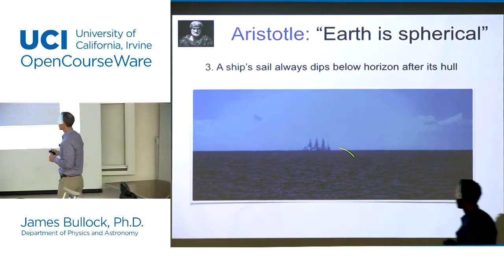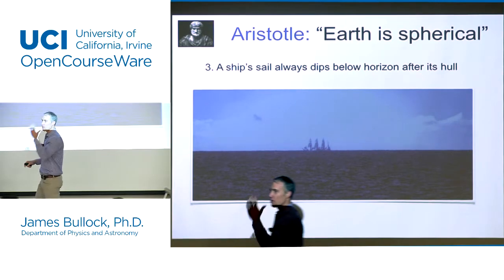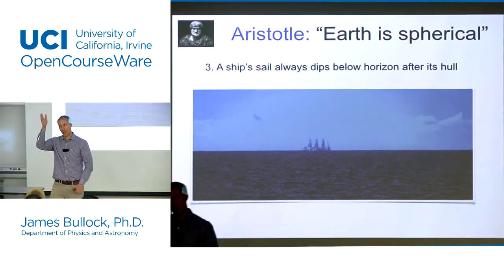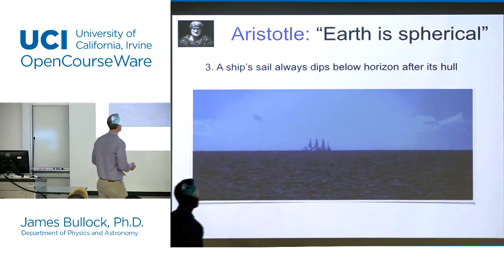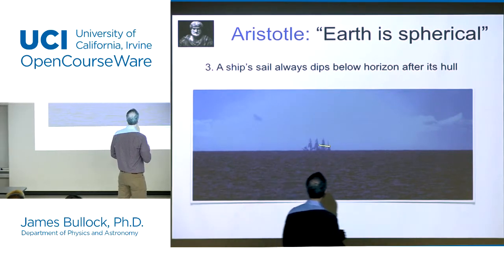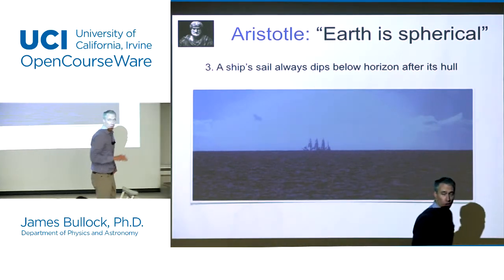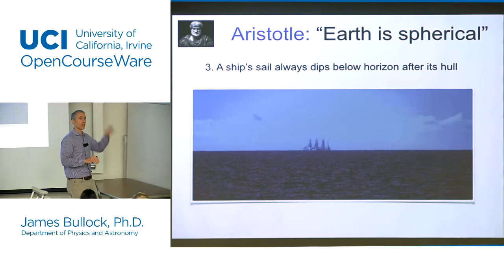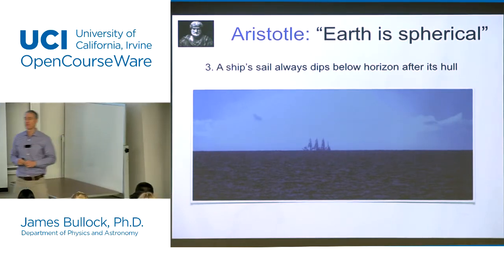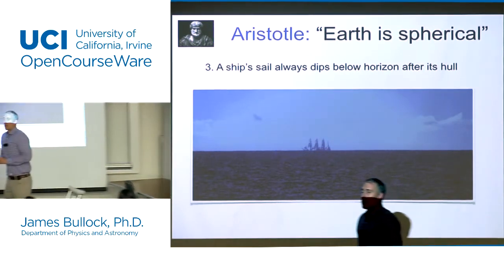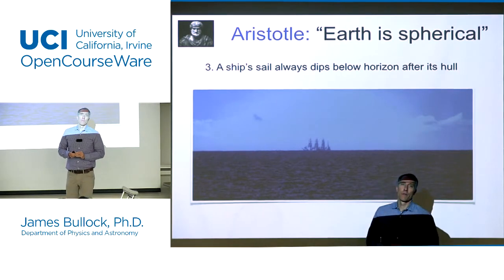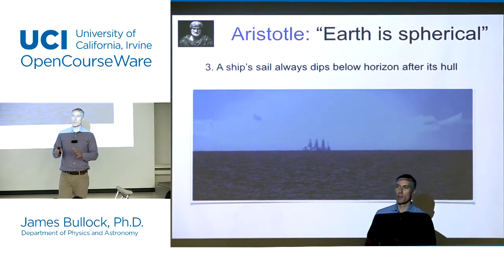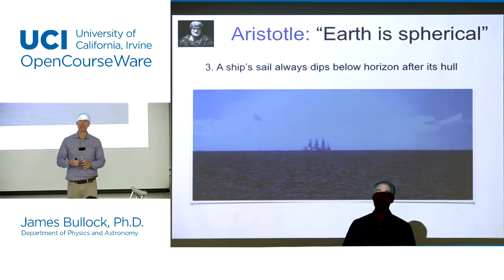And finally, it's this thing about ships that we've already talked about. He wrote this down, that if you watch a ship sail out on the horizon, the sail always dips below the horizon after the hull of the ship goes down, as if it's rolling down like this. Now, all of these arguments are reasonable arguments, but they're still suggesting something that's absolutely crazy.